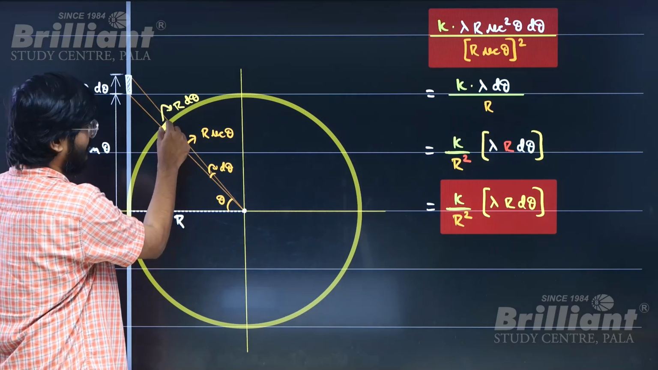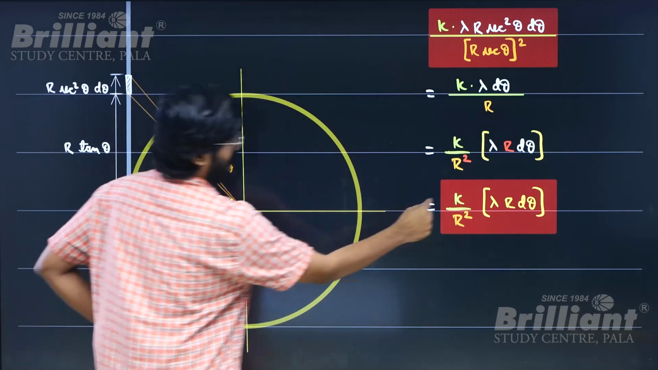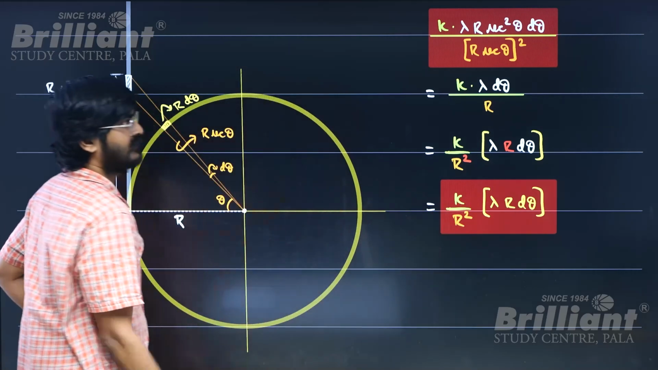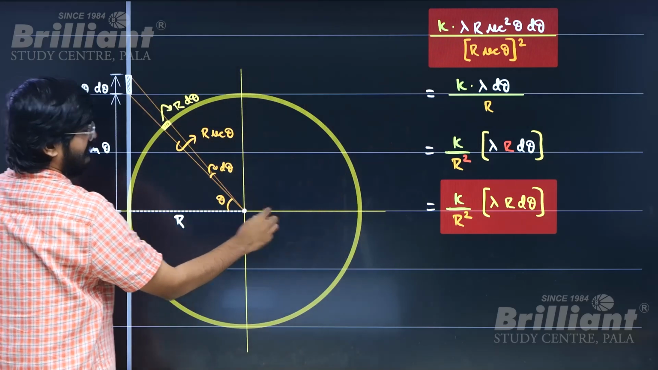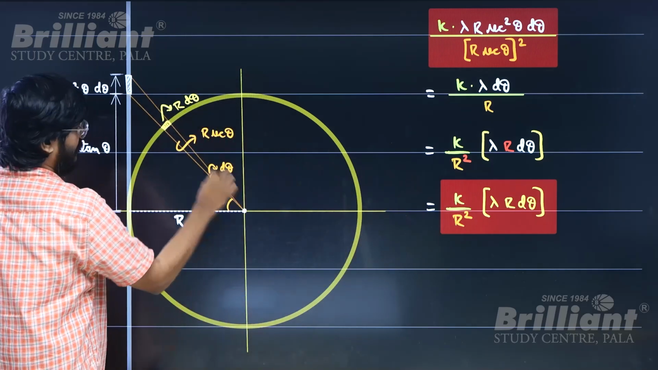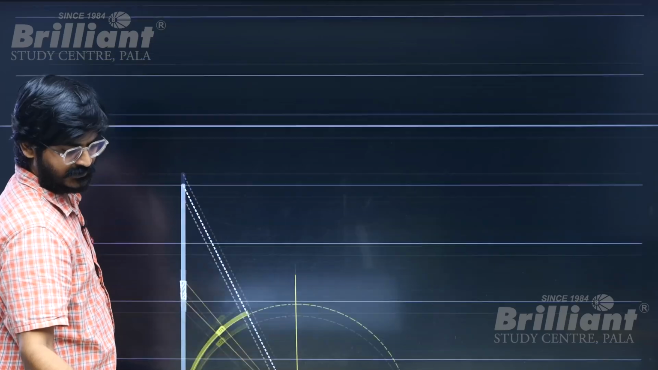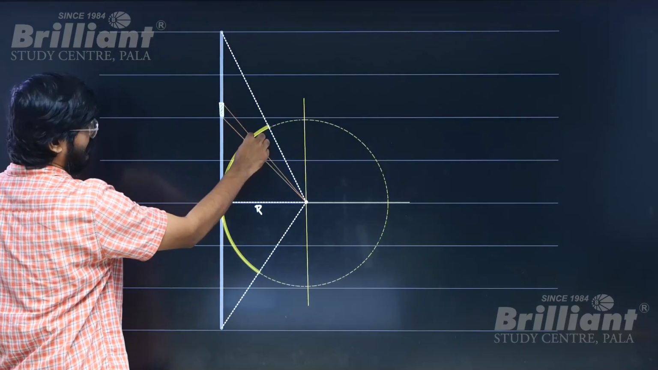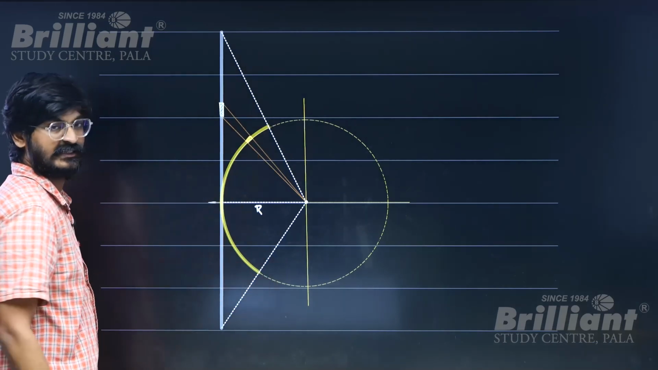Then charge on this one will be lambda r d theta. Field due to this one here is k into charge on that thing by r square. So essentially what we got, field due to this element here is same as field due to this element here. So from there we concluded field due to this element and this element here will be same, given that this charge density and this charge density are same.